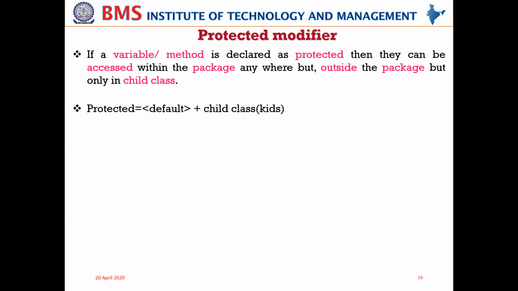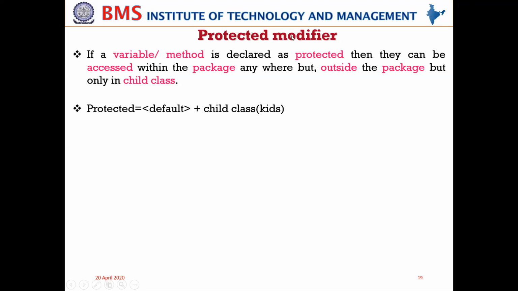So in general, what is the accessibility of protected? Protected means it is your default access plus more. Default means within the package, correct? Plus outside the package, only in the child class you can have access to the protected member. So this is the access level your protected member has. Now let us see this again with an example, the protected one. I told you that outside the package you can access it, but only within the child class.